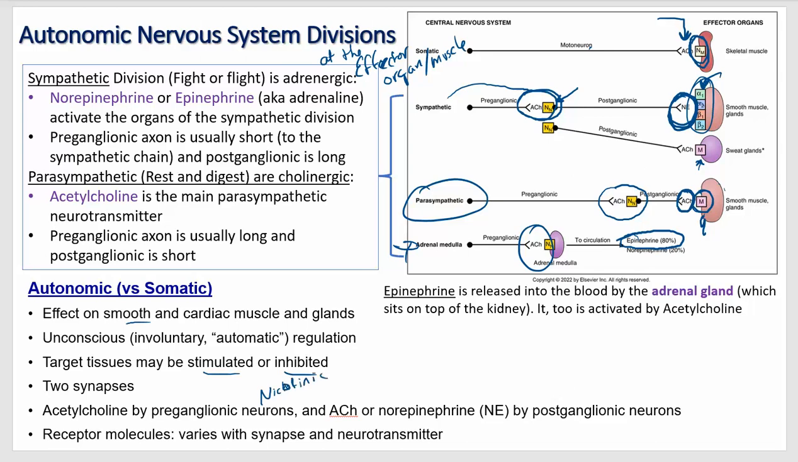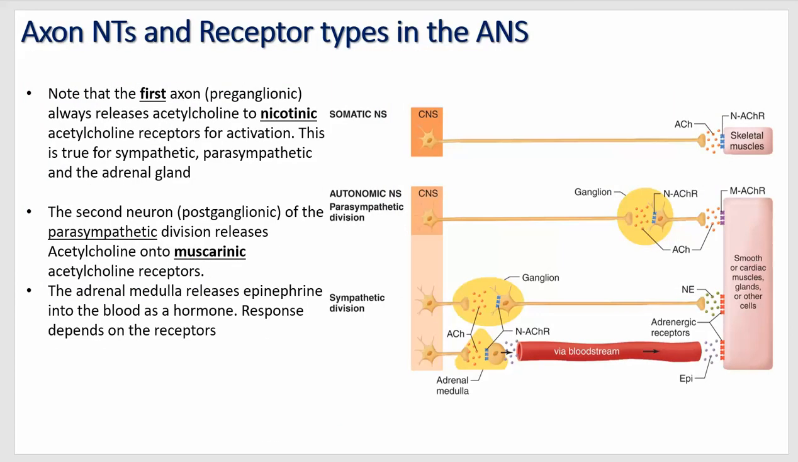Nicotinic receptors. And then the postganglionic neurons are going to release either acetylcholine or norepinephrine. And the receptor molecules vary with the synapse and the neurotransmitter. Okay, so hopefully that all makes sense. I went through it slowly enough. All right, so, axon neurotransmitters and receptor types.